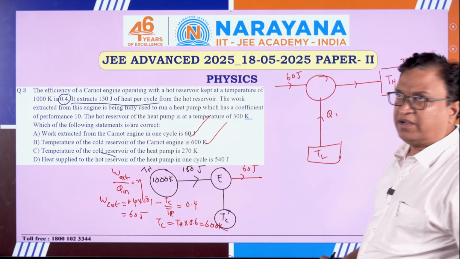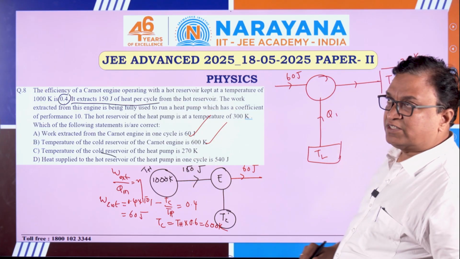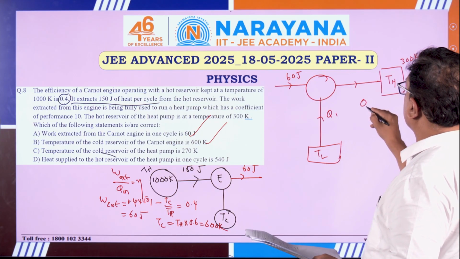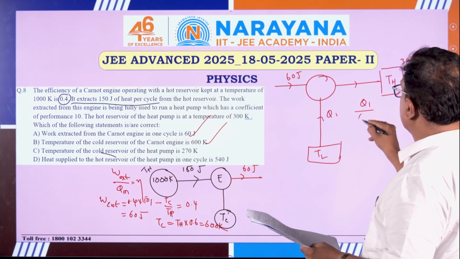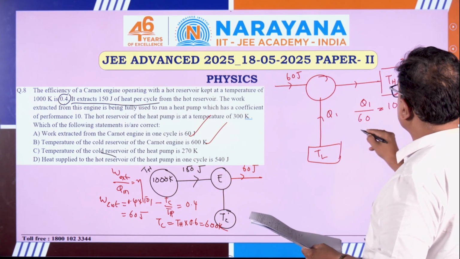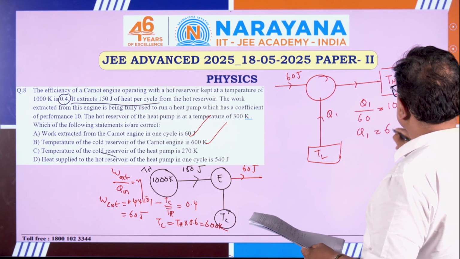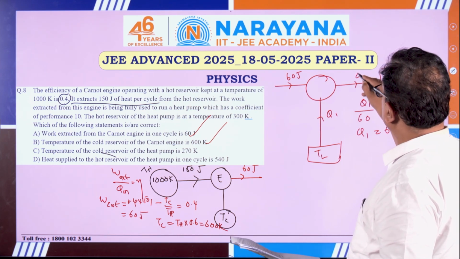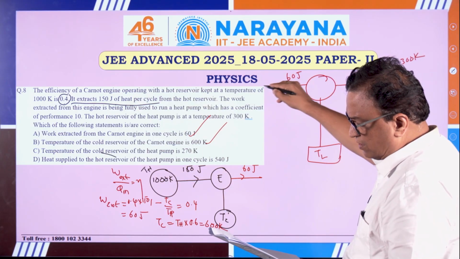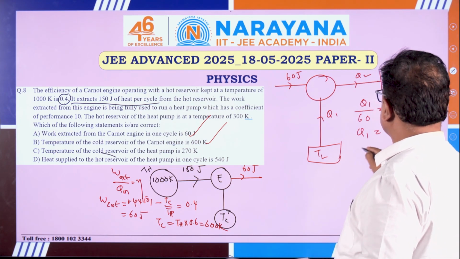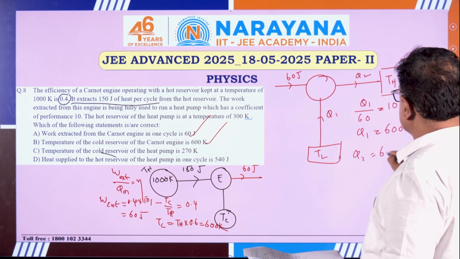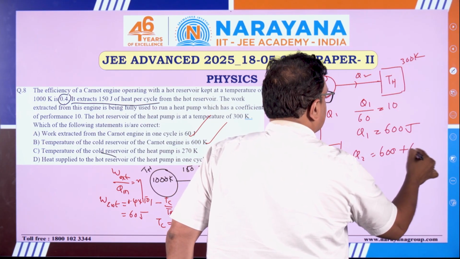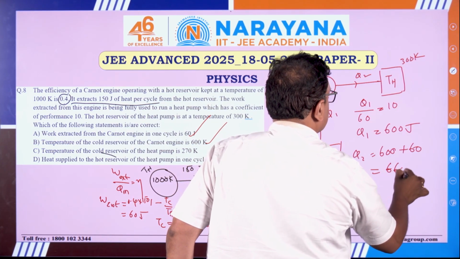Can you please help me in writing the coefficient of performance in the way I have written two different definitions here? Here also you can write this as Q1 by W, that is Q1 by 60, and this is given as 10. So Q1 is 600 joules. Hold on. So therefore, what is Q2? Q1 from this side, 60 joules from this side. So Q2 becomes 600 plus 60, 660 joules.